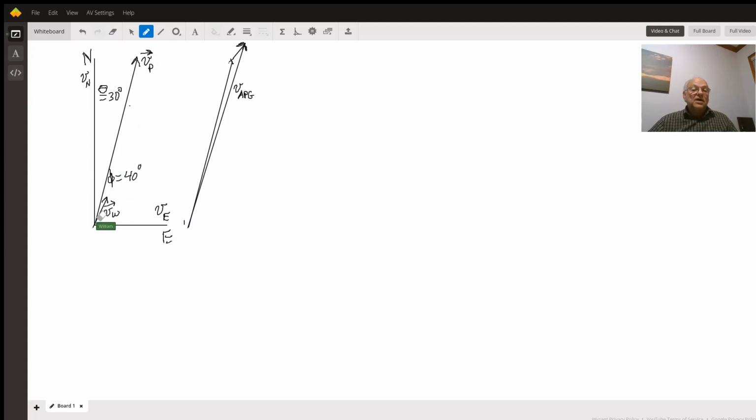Here are the vector quantities set up on a graph. The airplane moves 30 degrees from the north, and the notation for that is that the airplane has a bearing of N30°E. And the wind has a bearing of N40°E.